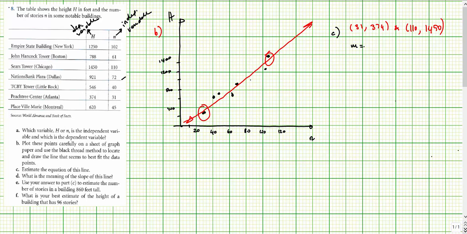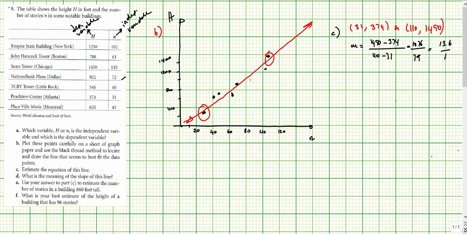I'm going to first calculate the slope. That will be the change in y, 1450 minus 374 over 110 minus 31. So 1450 minus 374, and divide this by 110 minus 31, which is 79. And let's say it's approximately 13.6 over 1.